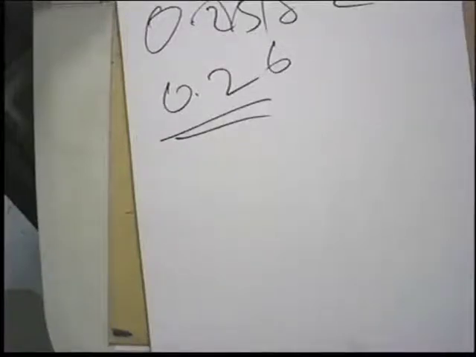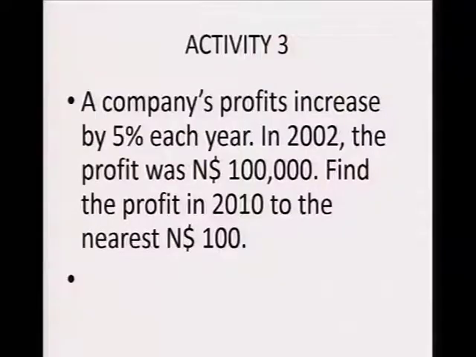That is about that. Let us look at this activity as well. I'm trying to pick some topics that I see that it might be a bit difficult for you. A company's profit increased by 5% every year. In 2002, the profit was 100,000. Find the profit in 2010 to the nearest 100.